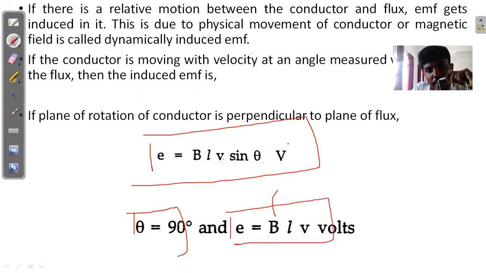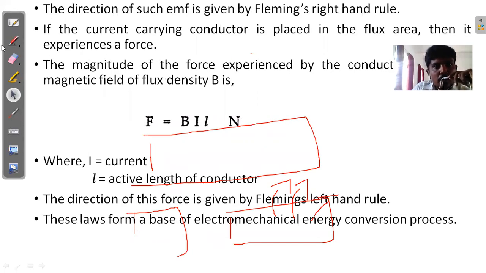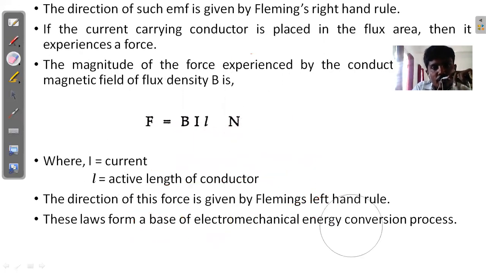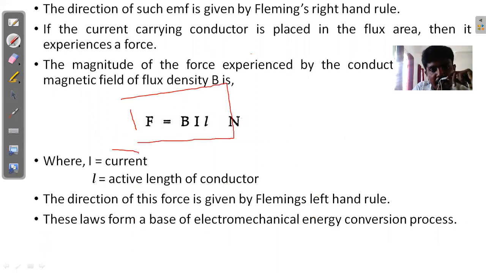B is the maximum flux density, L is the length of the coil, and V is the velocity of the conductor. Next we are going to the Lorentz force. The Lorentz force can be found using the right hand rule: force F equals B into I into L, where I is the current and L is the length of the conductor. This law is used for the electromechanical energy conversion process.